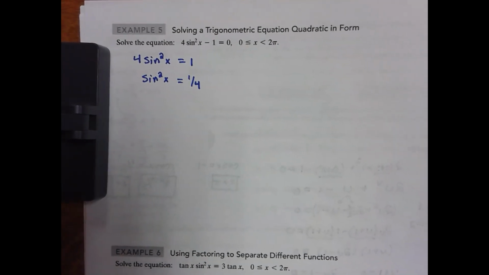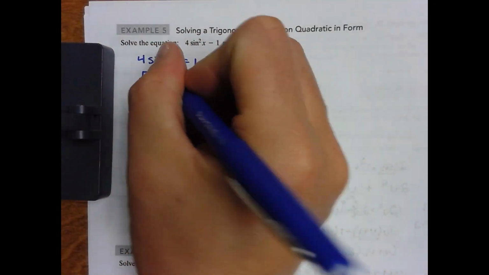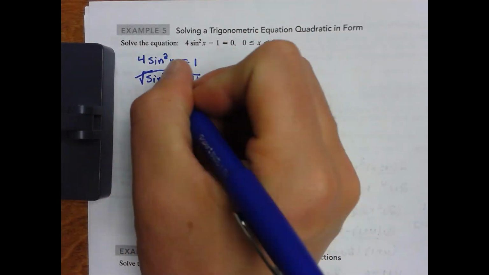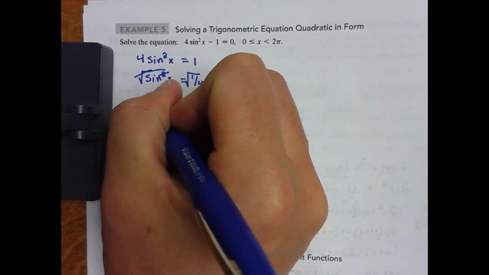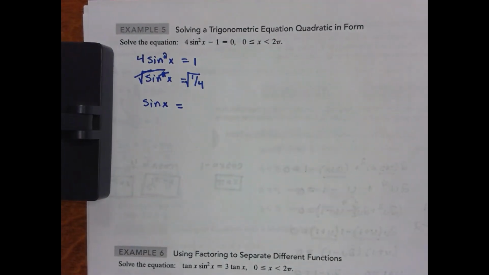And so now to get it into a form of what we're more familiar with, we need to square root both sides. So square rooting the left side gets rid of the sine squared, and so we just have sine of x. And then square root of 1/4, that needs to get simplified.